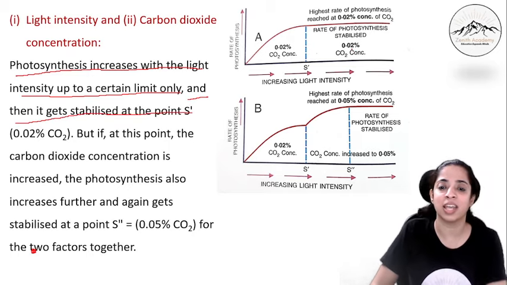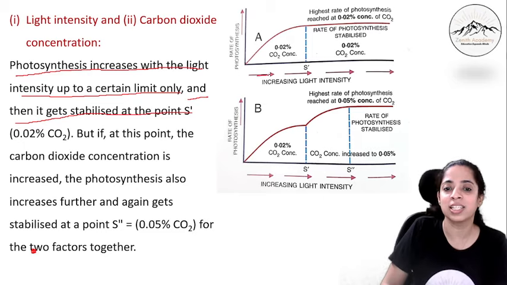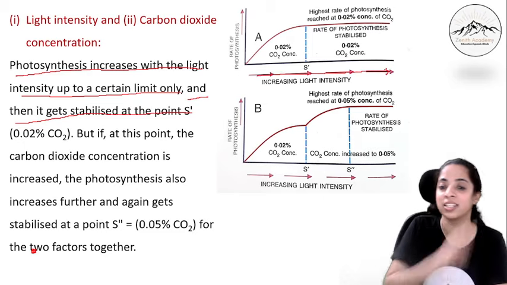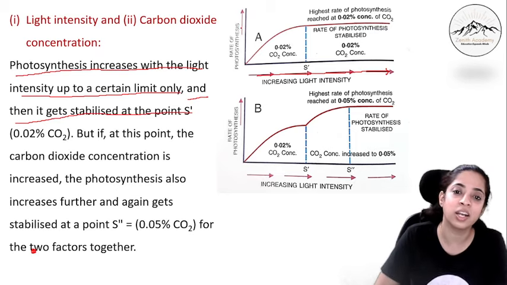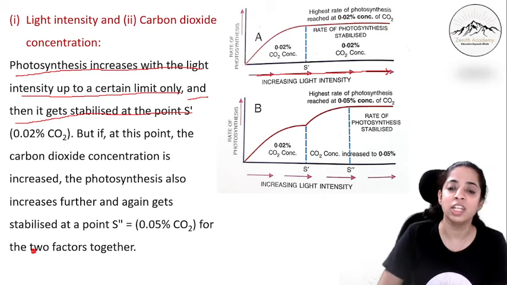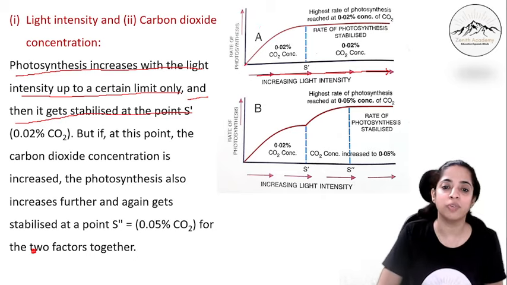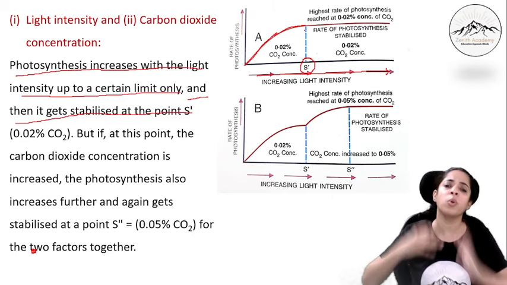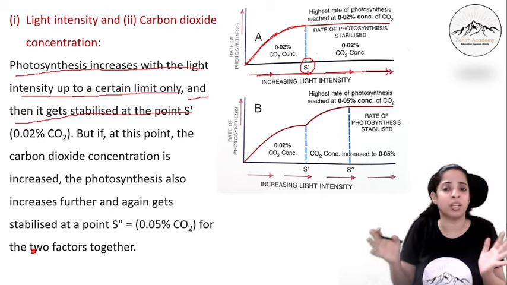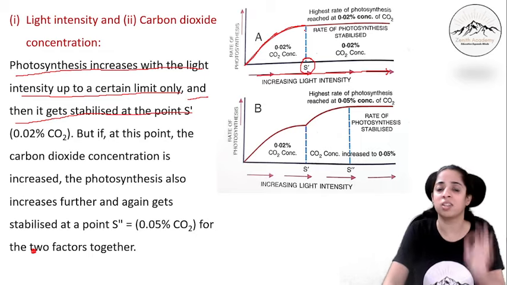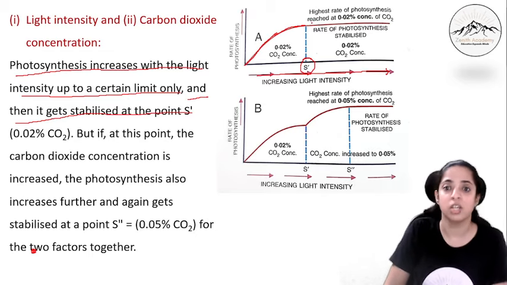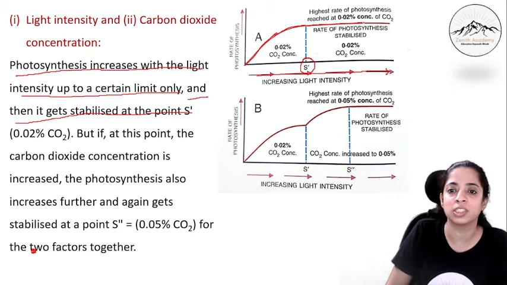If you see the first diagram, on the x-axis the light intensity keeps on increasing as you go towards right, and this is the rate of photosynthesis. Initially when the light is increasing, the rate of photosynthesis is also increasing. Can you see? Now it becomes stable after a certain point S dash. After this, even if you keep on increasing the light, the plant has a certain limit, so the rate of photosynthesis will not increase. Here you can see the rate of photosynthesis is stabilized.